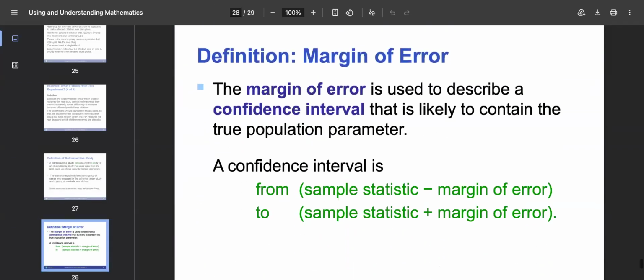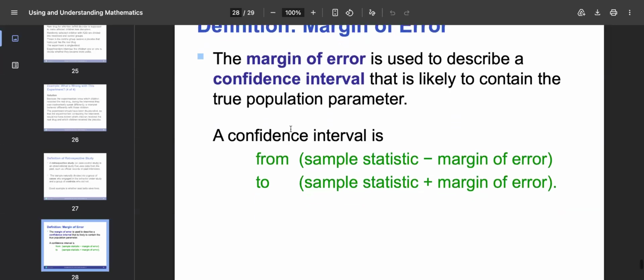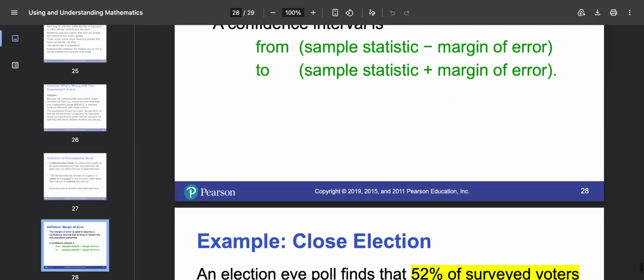Margin of error. This might give some people trouble, but it's really pretty easy. The margin of error is used to describe a confidence interval, there's a big word, that is likely to contain the true population parameter. So, a confidence interval is from the sample statistic minus the margin of error to the sample statistic plus the margin of error.